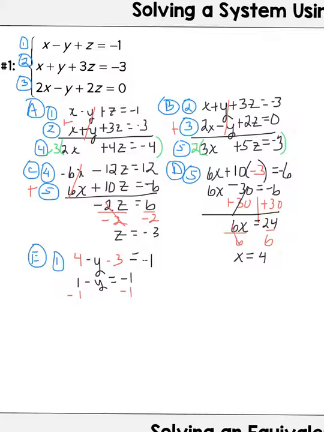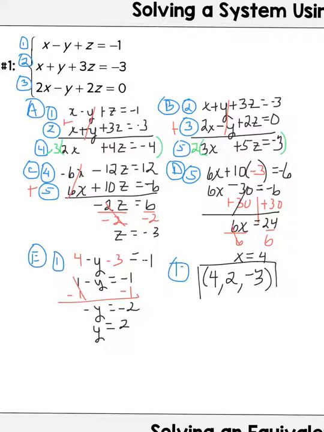Subtract 1. You get a negative y equals negative 2, and divide by negative 1 or multiply by negative 1, and you get y equals a positive 2. And so the last part is to write your answer as a triple ordered pair. You cannot leave your answer this way. And so our x value is 4, our y value is 2, and our z value is negative 3. So there's your solution.